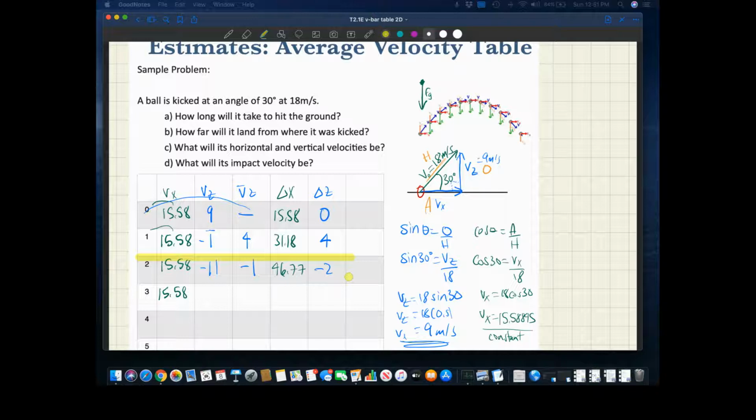Now, when we examine this, we might say that it's probably closer to 2 seconds than 1 second. So we might estimate that 0 there occurs at maybe 1.8 seconds. The horizontal component will be 15.58. The vertical component, wait a minute, there's symmetry around these things. So the vertical component should be minus 9, exactly the same magnitude but opposite direction of the initial. And our delta x will be somewhere between 31 and 47, so maybe it's going to be something like 42 meters.